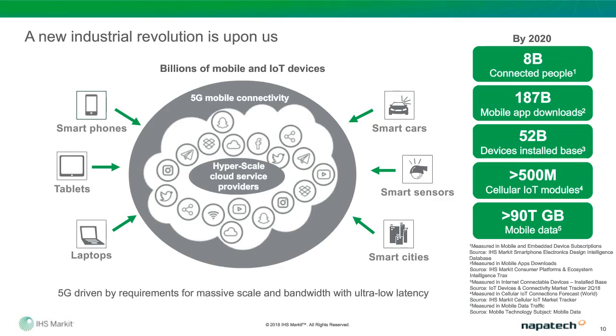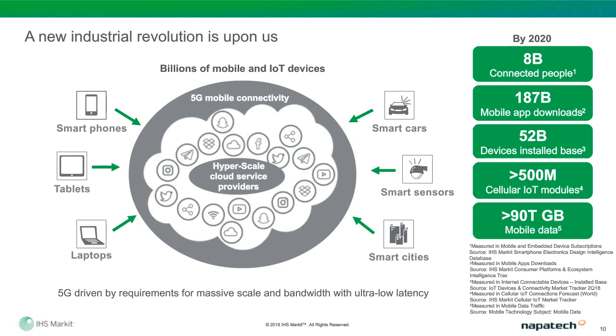So in the earlier slides that Vlad showed you, you could see that the demand for servers and computational power was first driven by multi-tenancy, but in the future it's going to be driven a lot more by the adoption of smartphones, tablets, and IoT. And this is the new industrial revolution that we're beginning to see in the networks around us. By 2020, we expect 8 billion people to be connected. We expect 52 billion devices, mainly IoT devices, to be connected.